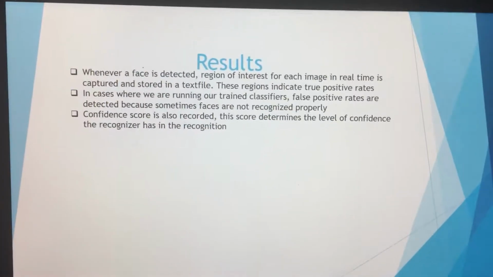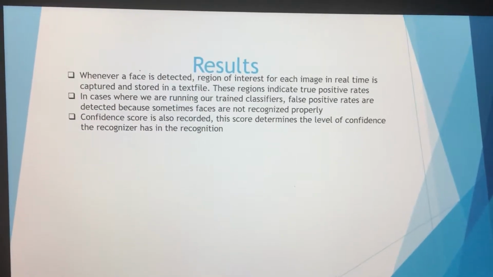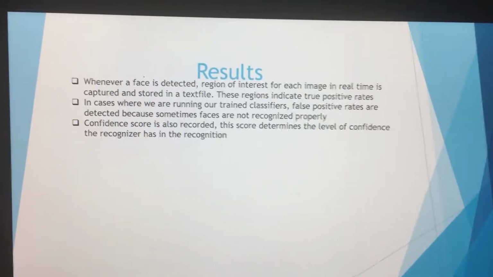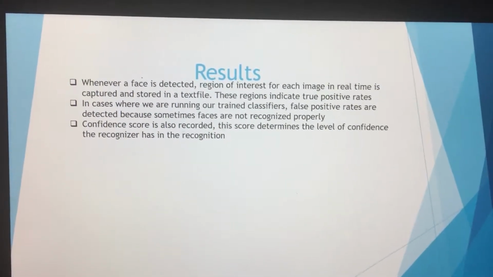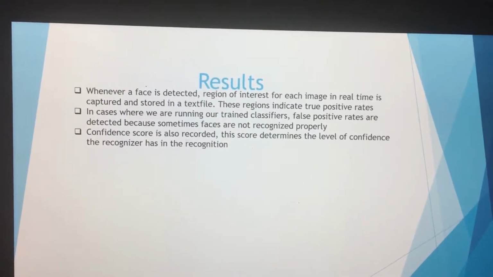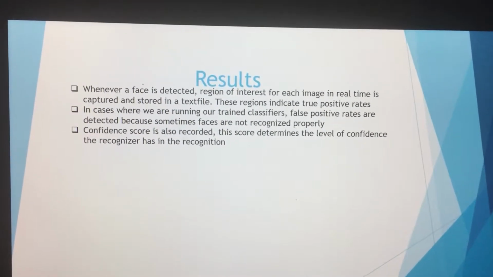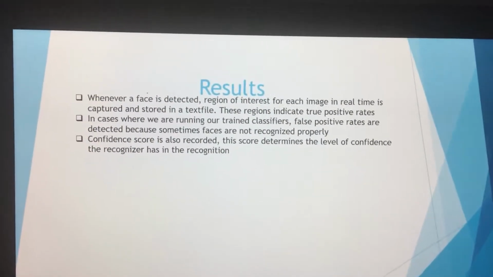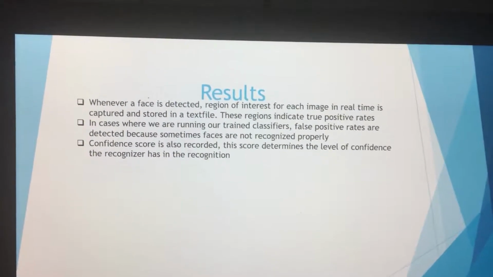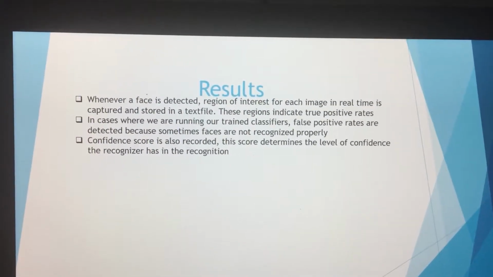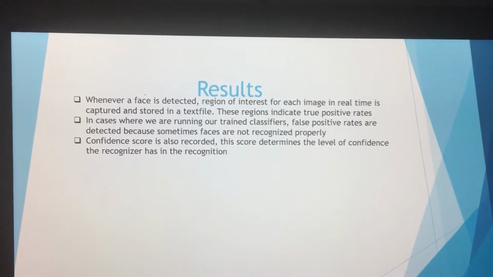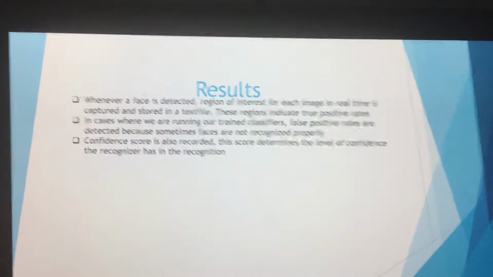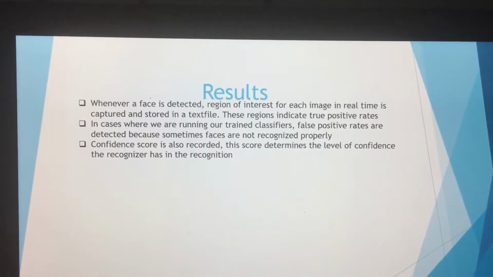Our results, I've stored them in a text file, and later on I use them to plot graphs. Whenever a face is detected, we get something called the region of interest, which is where the actual face has been captured. That region indicates a true positive rate. In cases where we are running our trained classifiers, false positive rates are detected because sometimes faces are not recognized. We'll demonstrate that more in the video.